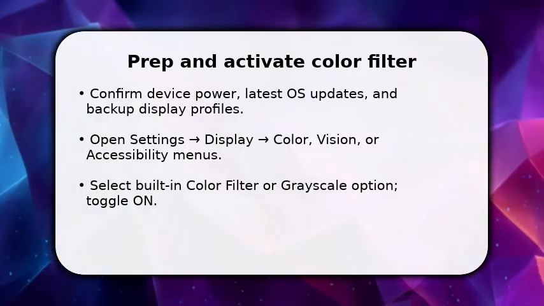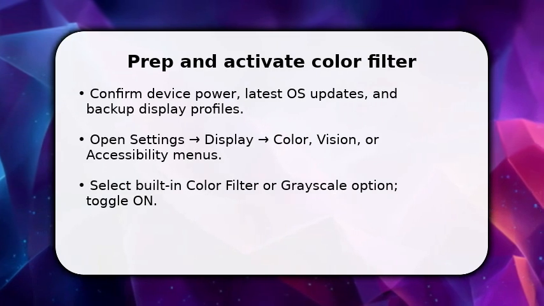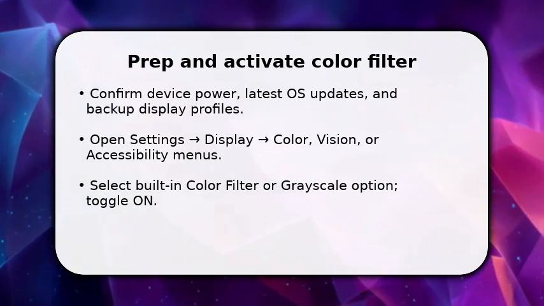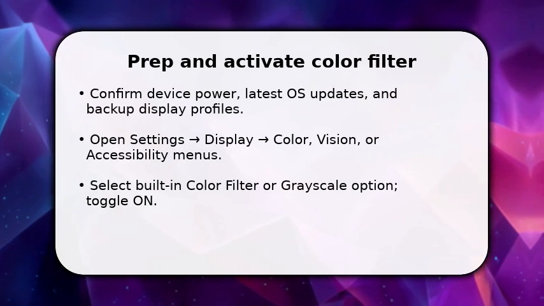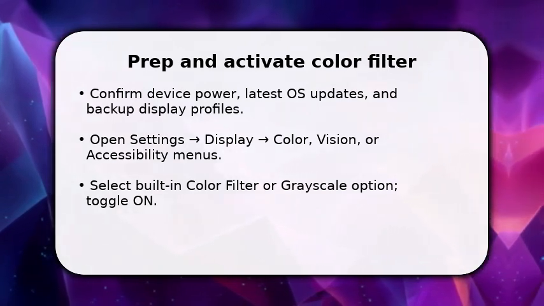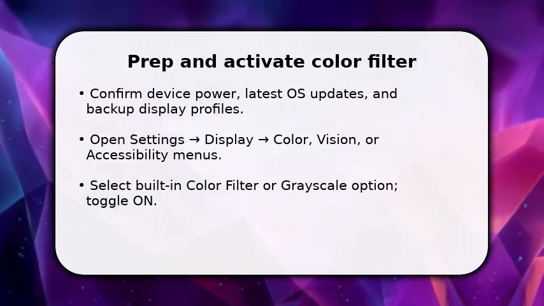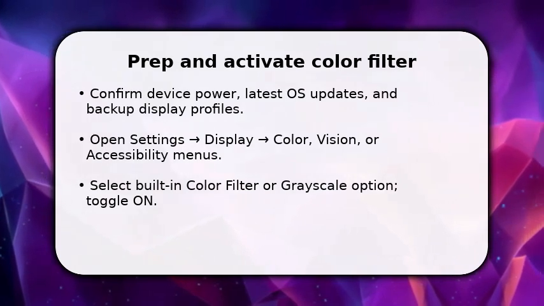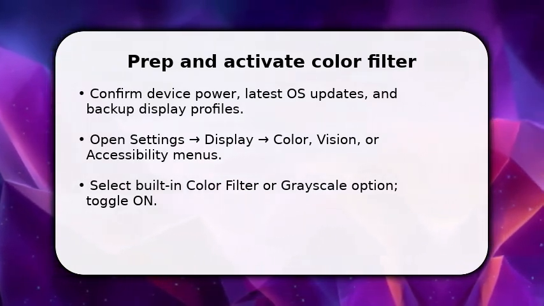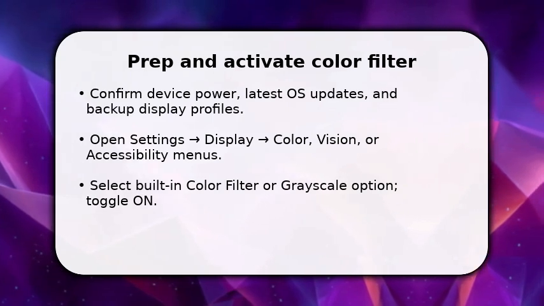You start by confirming the essentials: device charged, OS updated, and any custom color profiles backed up. Next, go straight into Settings, open Display, and then the Color or Accessibility section. Once there, choose the built-in color filter labeled Grayscale or Color Correction and toggle it on.